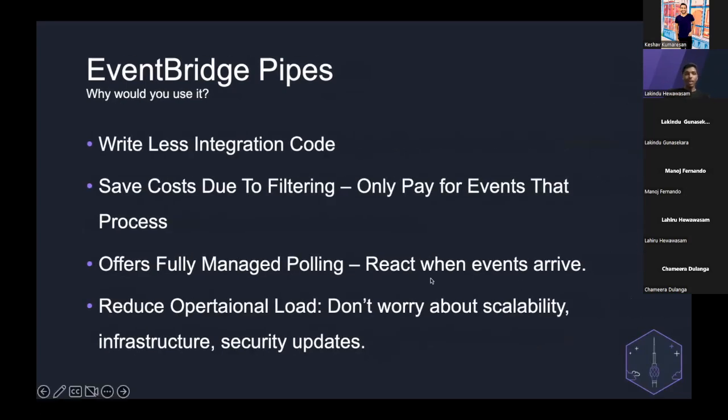So why would you actually use pipes? I spoke about a lot of stuff. You would use them when you want less integration code and lower integration costs. If you are adding filtering logic within a Lambda function, that Lambda function would be invoked just to run the filtering logic. But with pipes, you can add the filter so that only if the filter lets the message through will it reach the consumer. It also offers fully managed polling and reduces the operational load, because you don't have to worry about scaling or the infrastructure between your points of integration.